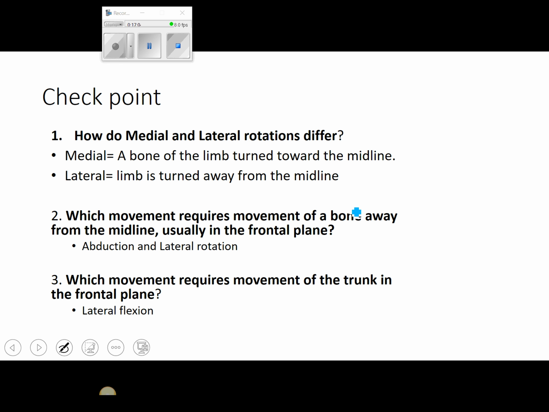Which movement requires movement of the trunk in the frontal plane? If you're moving the trunk sideways, that would be lateral flexion. So it's going to involve the intervertebral discs. Okay, so this is the end of part 2.